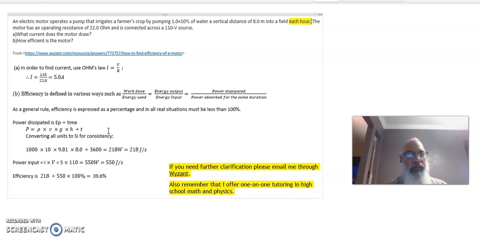And so, as a safe precaution, if you convert everything to SI, you will be safe. All right, so let's proceed.